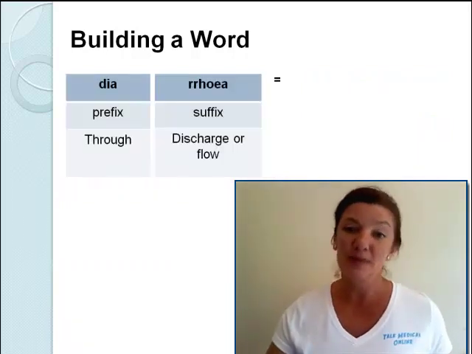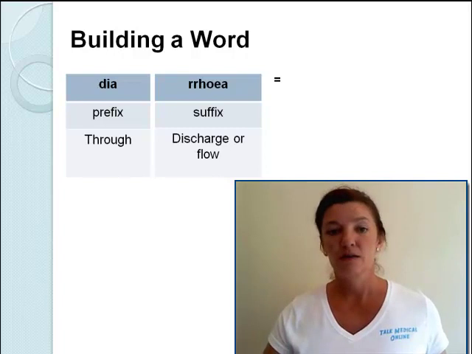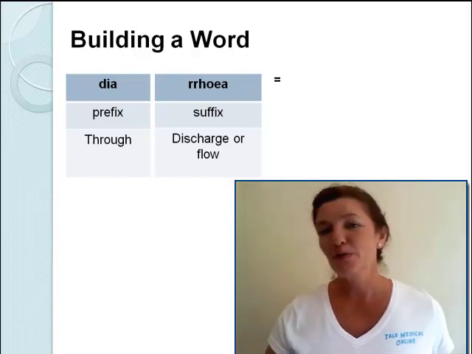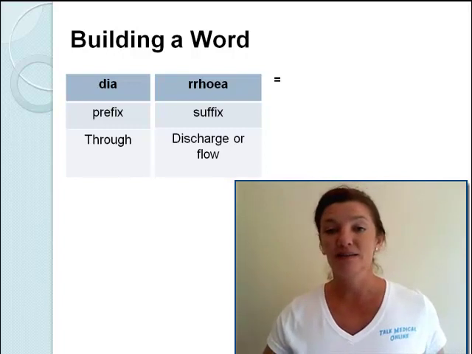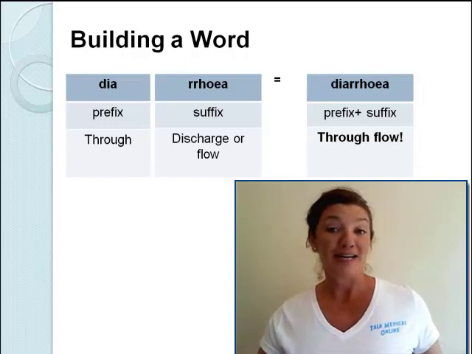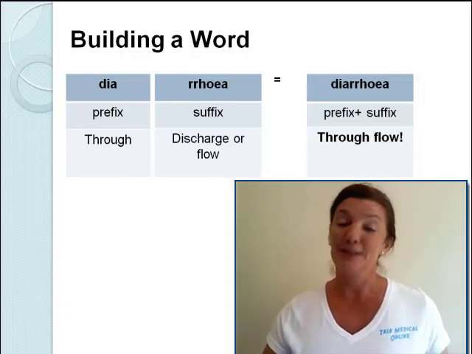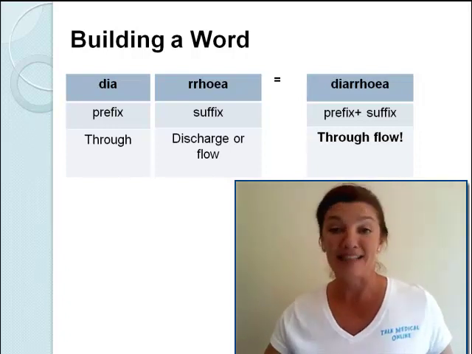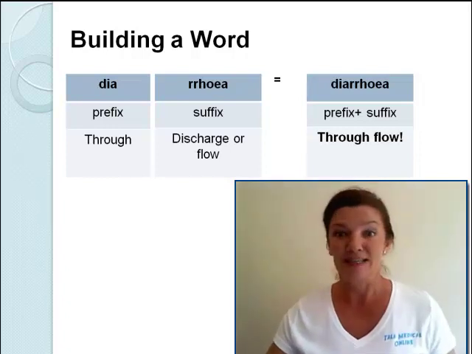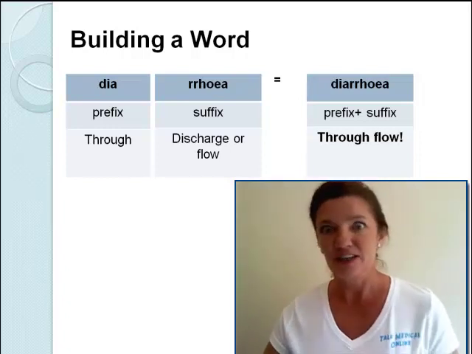Dia is a prefix meaning through. Rhea is a suffix meaning discharge or flow. So if we put these two parts together, we have the word diarrhea. It just literally means through flow. And if you've ever had diarrhea, that's exactly what happens. Food in one end, whoops, 2 minutes later, out the other, diarrhea.